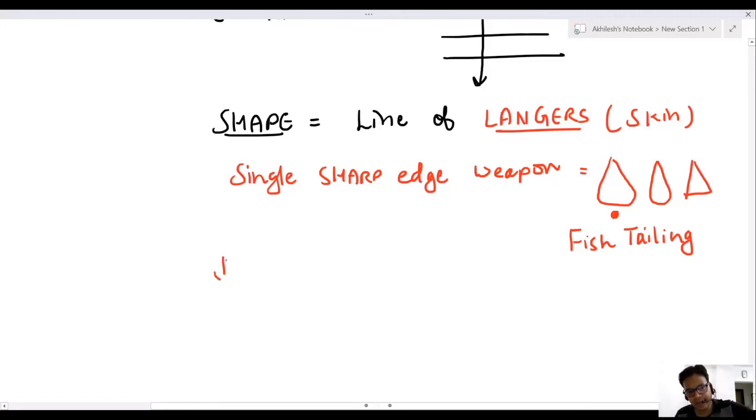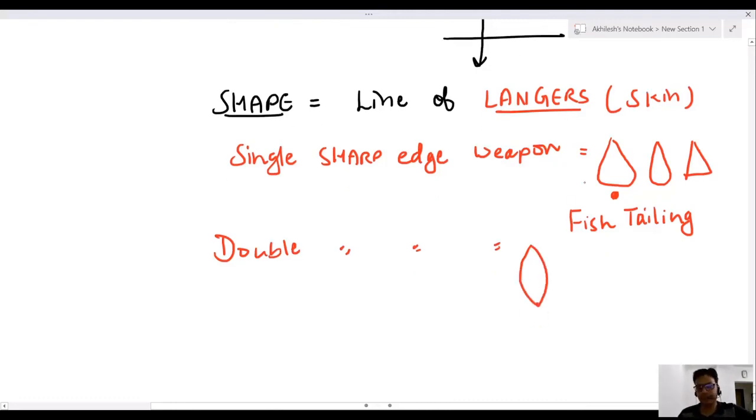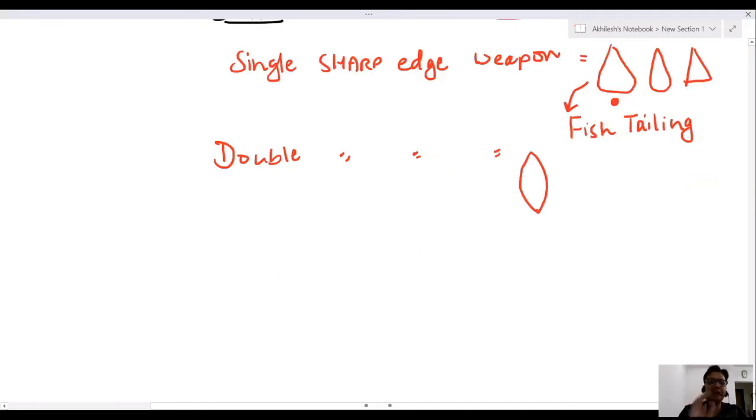If you have a double sharp edge weapon, it is spindle shape like this. This question comes in exams. Fishtailing is seen in stab injury when you have a single sharp edge weapon, where only one edge is sharp. When two edges are sharp, it is spindle shape.